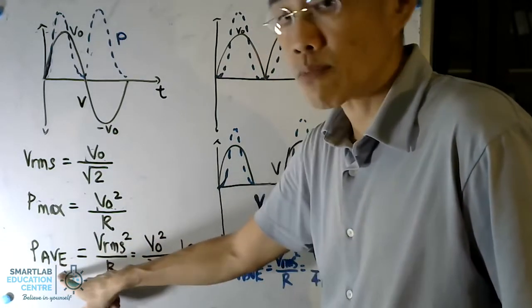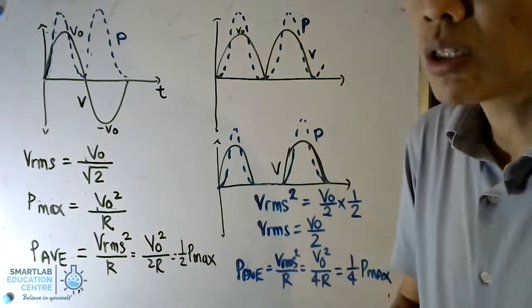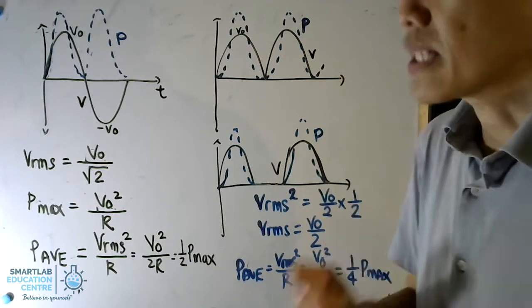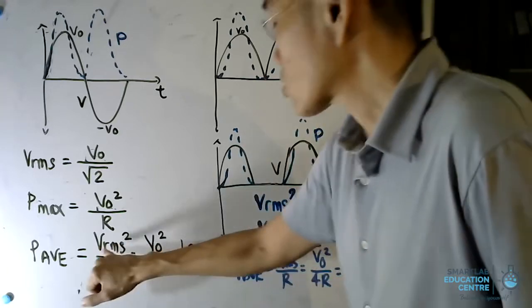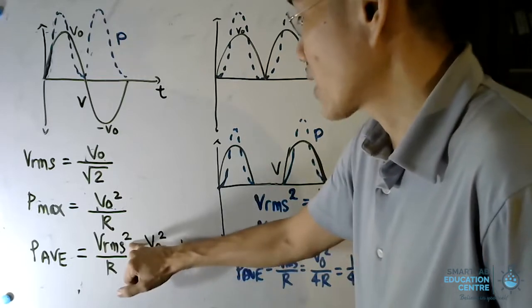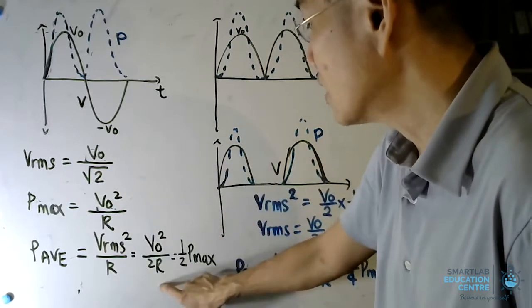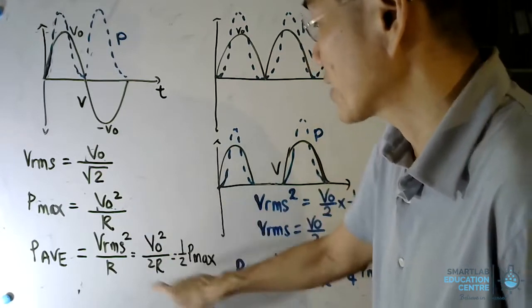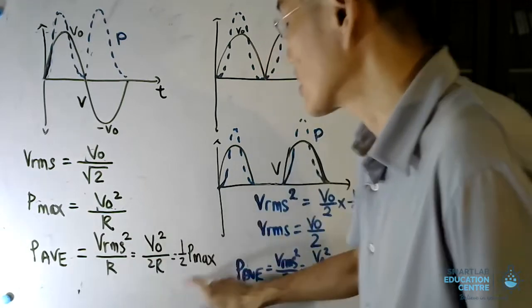Finally, when it comes to P average, we will now have to take the Vrms value. And you have to remember the root mean square voltage is equivalent to the voltage of a direct current. So in this case, it will be Vrms squared divided by R, and Vrms squared we can actually replace with V0 squared divided by 2. So from here we know that the average power dissipated in the load resistor is half of its maximum value.